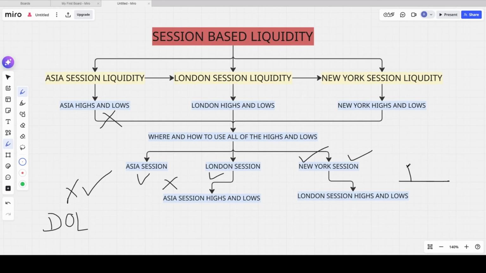So in simple terms, session highs and lows can be used across multiple sessions, as long as they remain unswept and are in alignment with your directional bias. When you combine session liquidity with market structure, bias, and draw on liquidity, you are no longer trading randomly. You are trading with intention, logic, and a clear framework behind every decision.